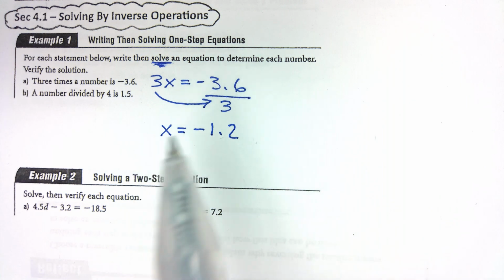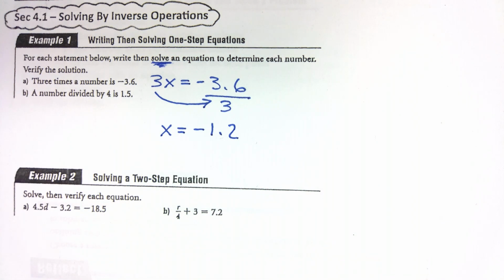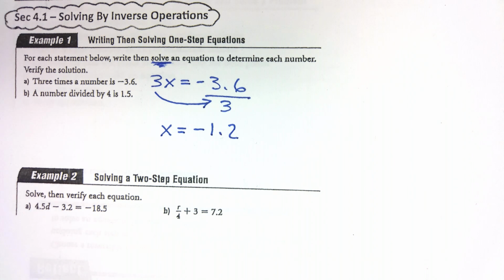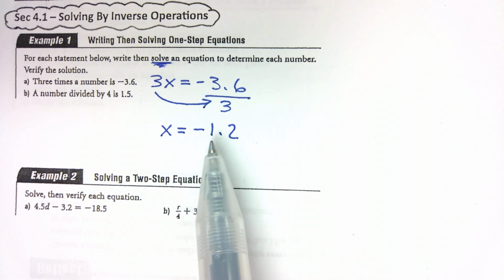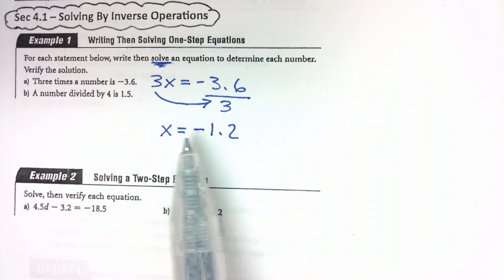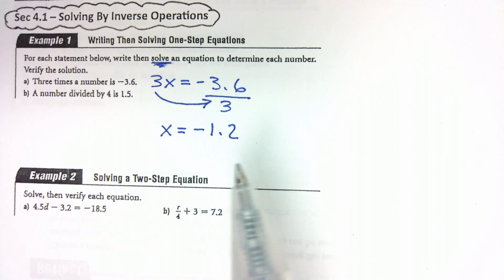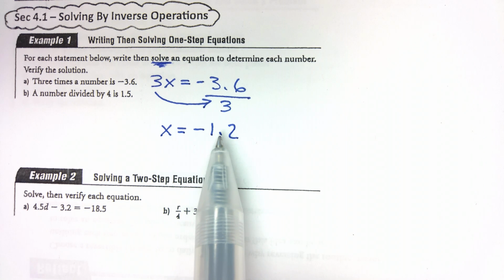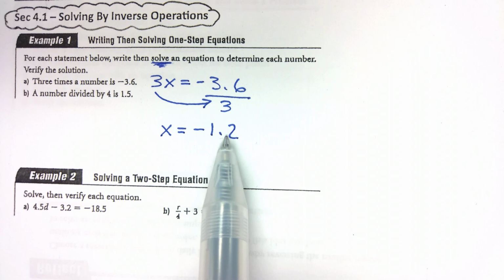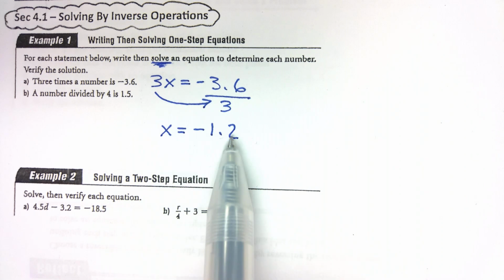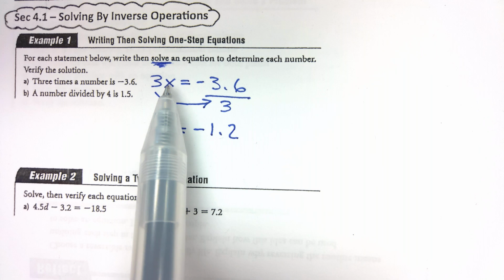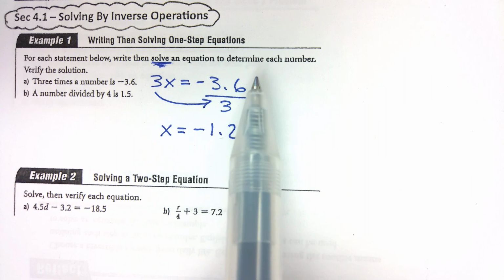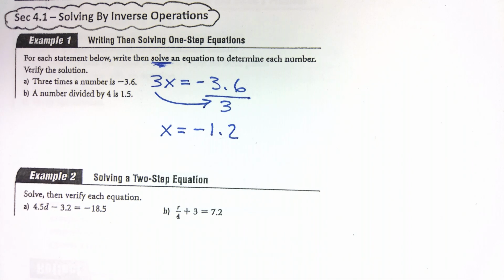Okay. And how do we check if our answer is correct? So how do I know negative 1.2 is in fact the correct answer? Leandro? Ibrahim? You can substitute x into x. Yeah, so you can put your answer back into the original equation. So 3 times negative 1.2 does give you negative 3.6. Okay, perfect. So that was A.